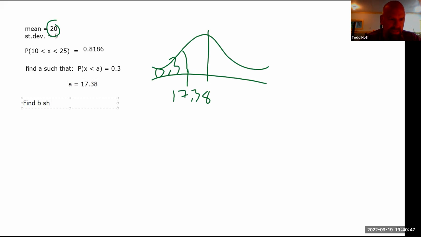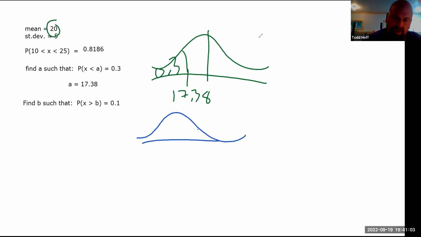Find B such that the probability that X is greater than B equals 0.1. So what we're looking at here is probably out here, so that this is just 0.1, and we want to find this value of B. Well, again, that's to the right, and most of our calculators only do the area to the left. Well, if the area to the right is 0.1, the area to the left would be 1 minus 0.1, or 0.9. So that's what we're going to be looking up here.